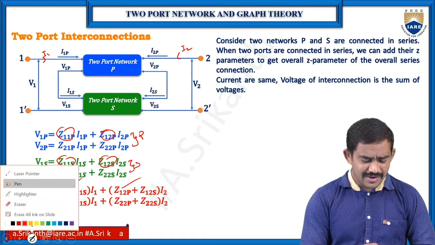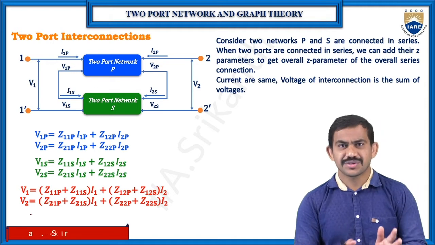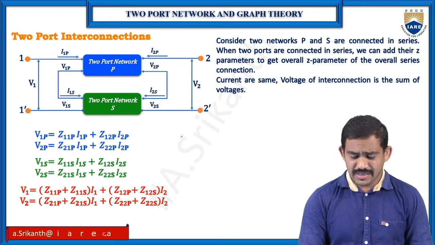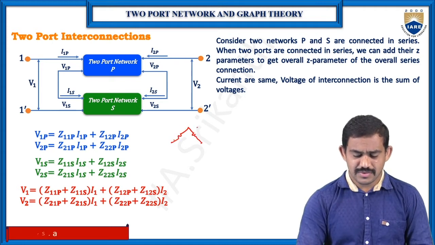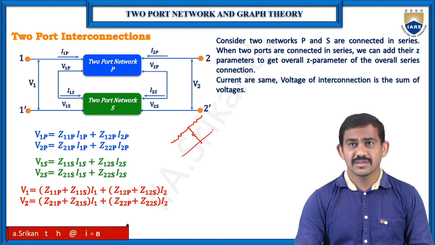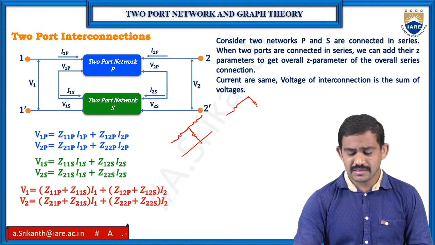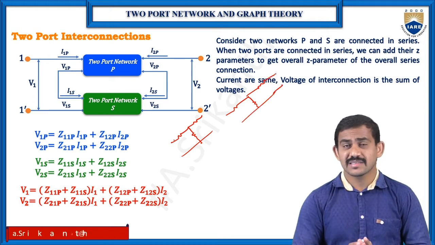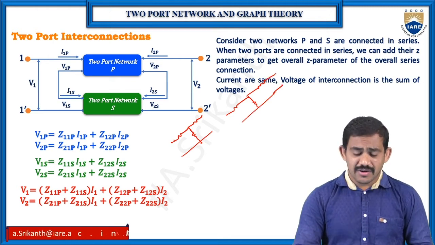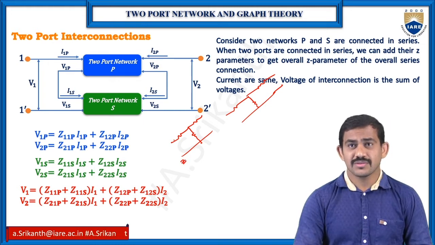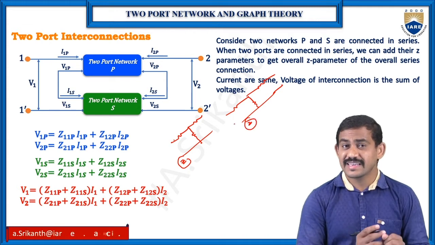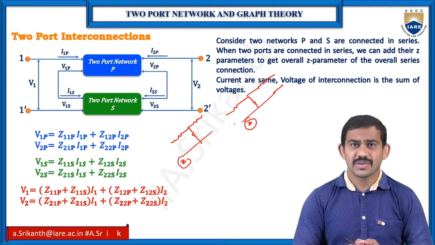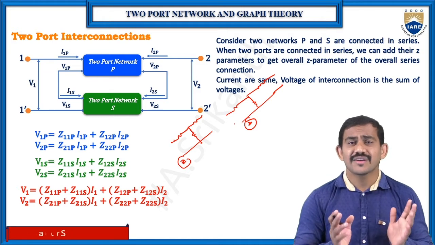Given any circuit, suppose two circuits connected in series, like a T network or pi network circuits. Both are connected in series. Then you need to find the impedance values. When both are connected in series, we find the impedance values for each circuit, then add those values in the equations.